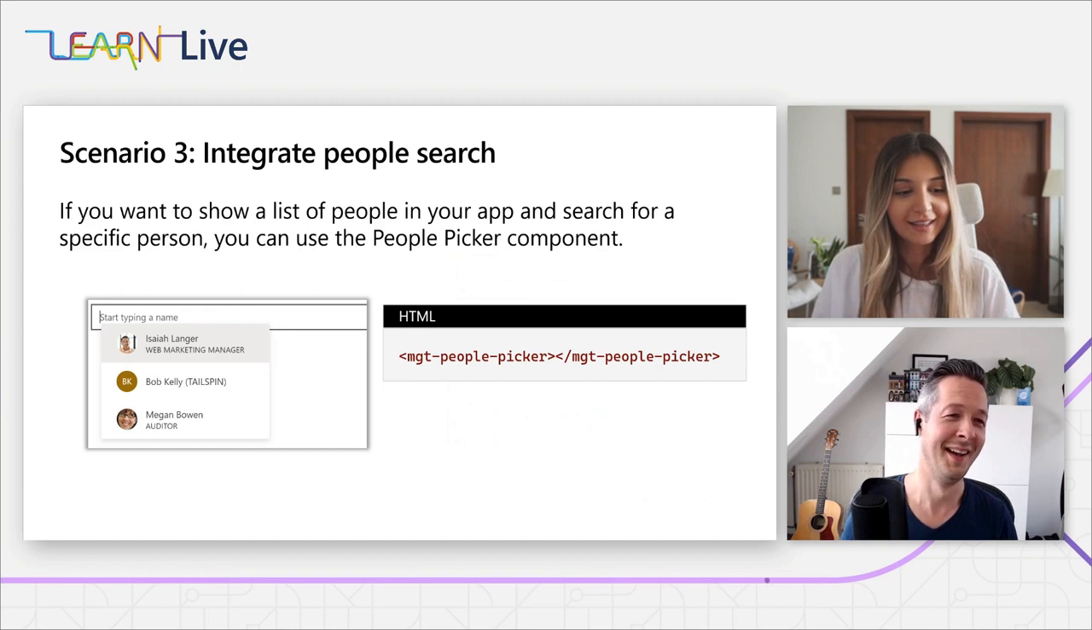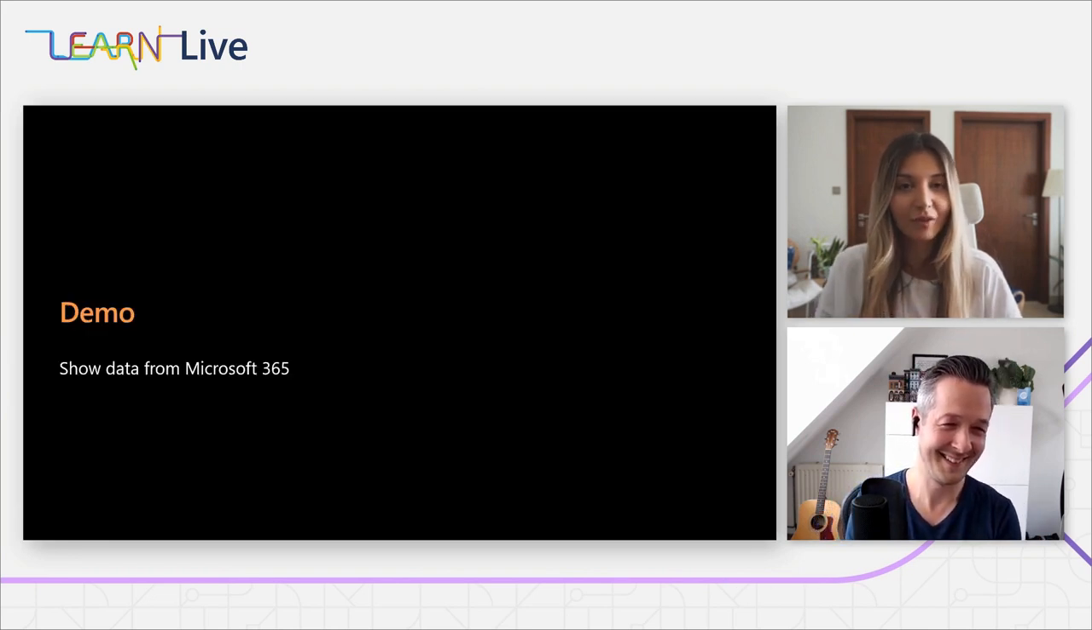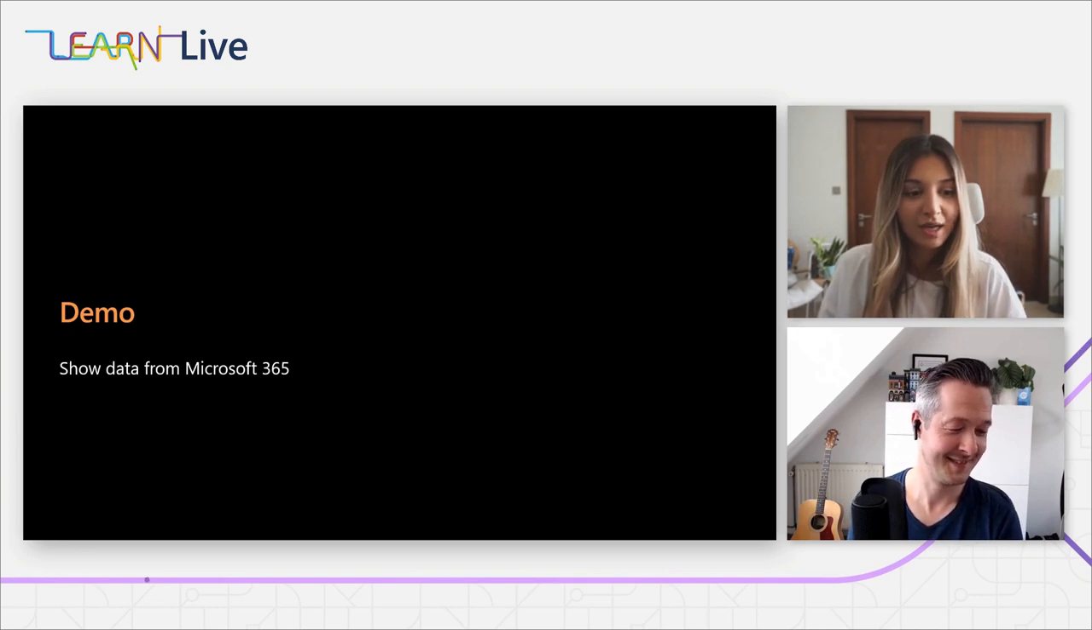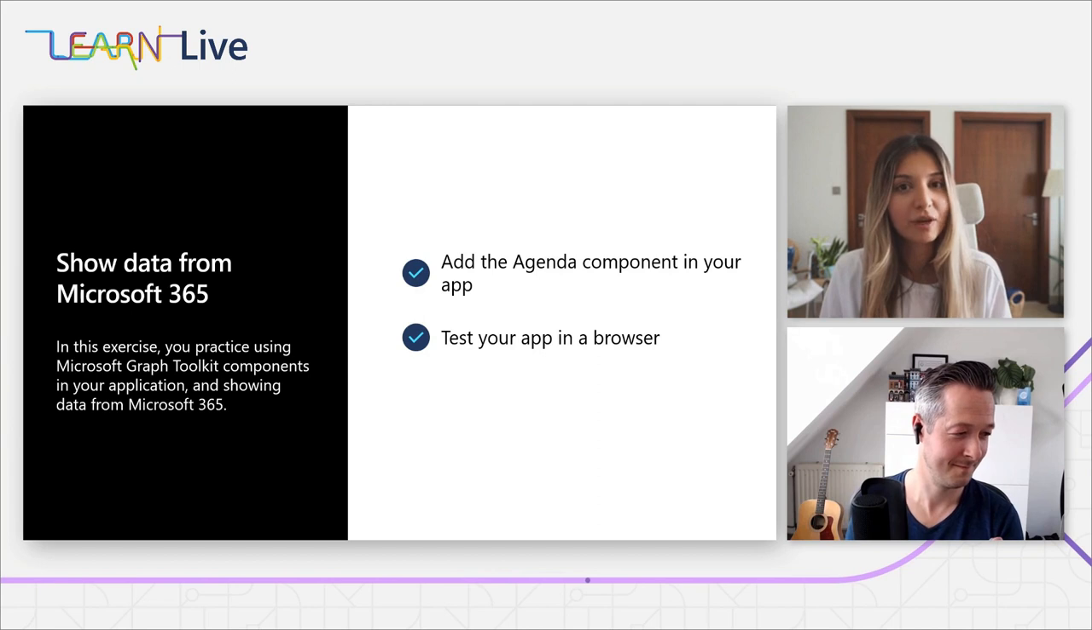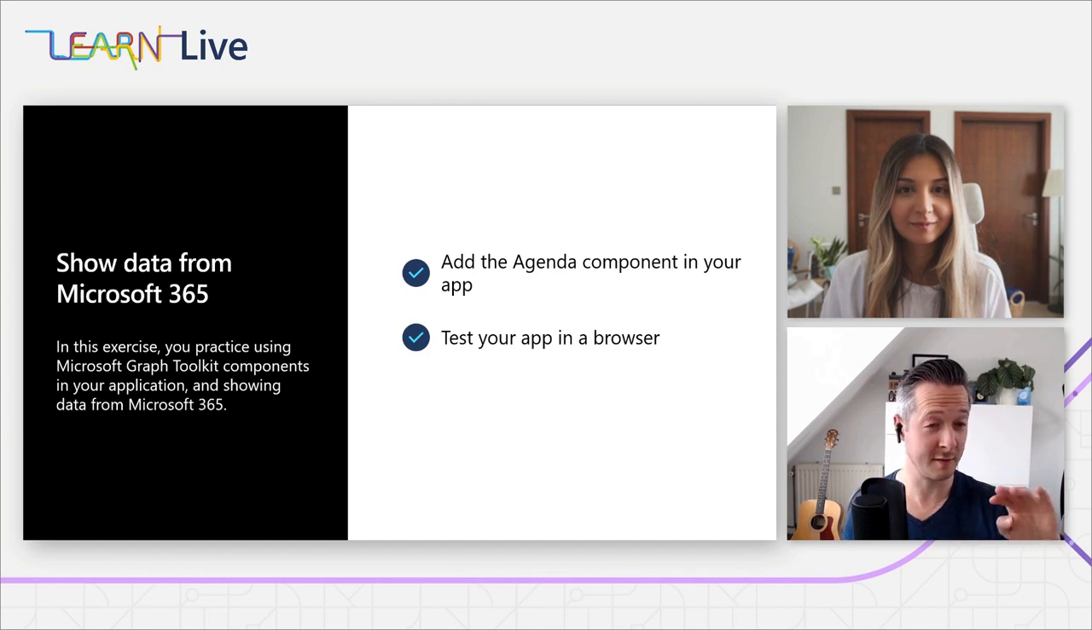So in our case, let's try to add some other components in our app too. So we already built our app. We just need to get some data from Microsoft 365. Absolutely. So we will now extend our app from three lines of code to four.